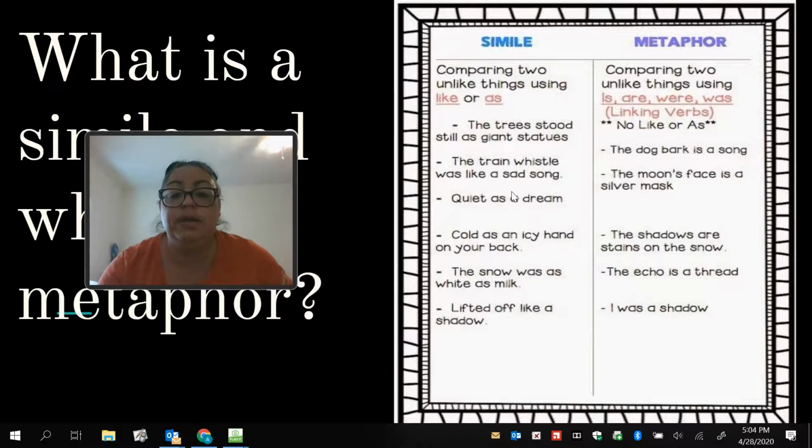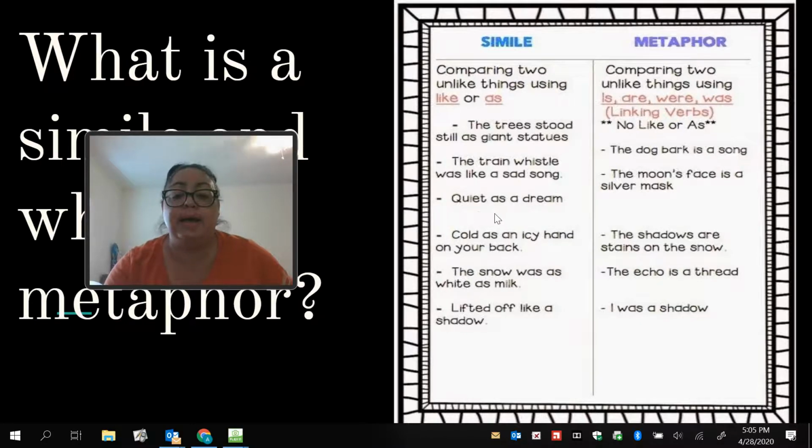The train whistle was like a sad song. How many of you ever heard a train whistle? I've heard a train whistle. Sometimes it just sounds like a really lonely and sad sound. Our key word there is like. Is a whistle a song? No, it's not. But it sounds like a very sad song. Un corrido muy triste. Okay, let's move on to the next one.